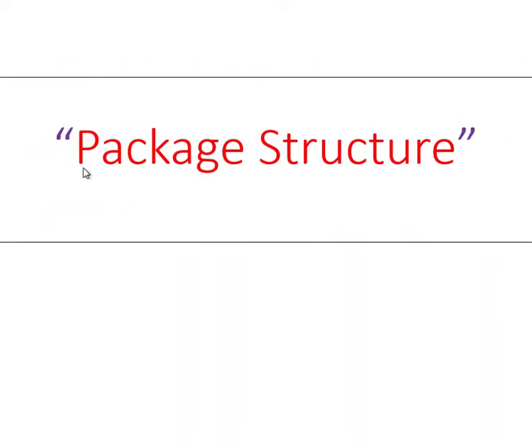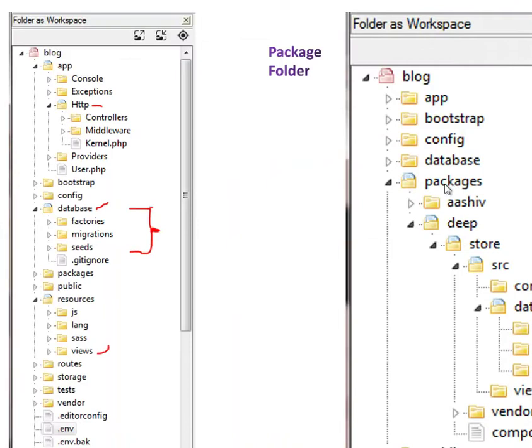So let's talk about the project structure. In the base directory we have this type of structure: HTTP, and database with factories, migration, seeds, and views in our resources directory. We have to follow this structure in our package directory, package management.